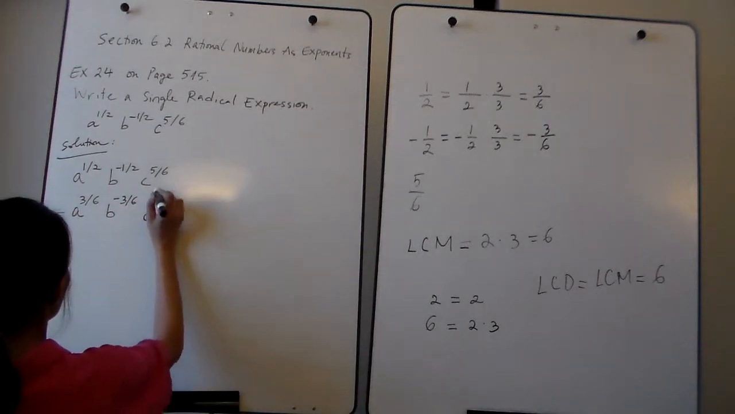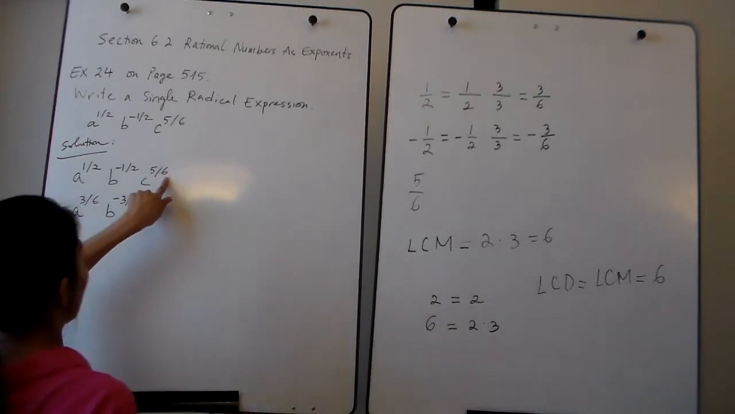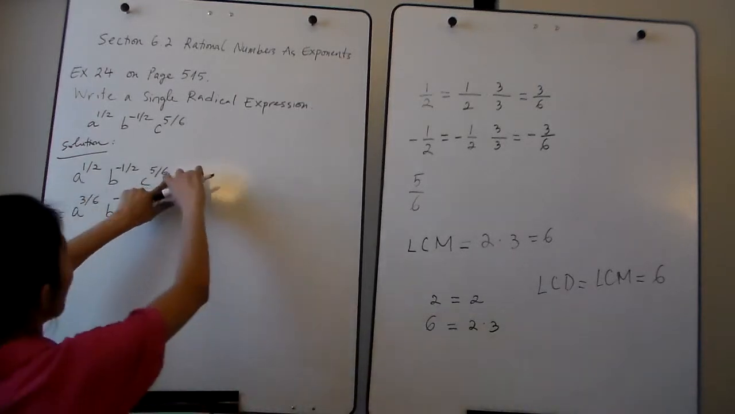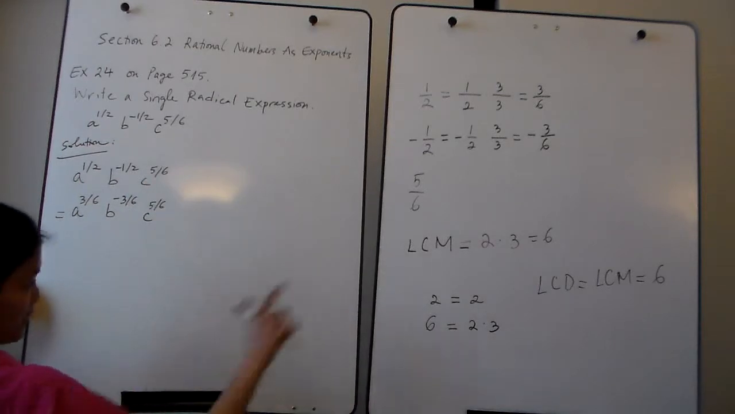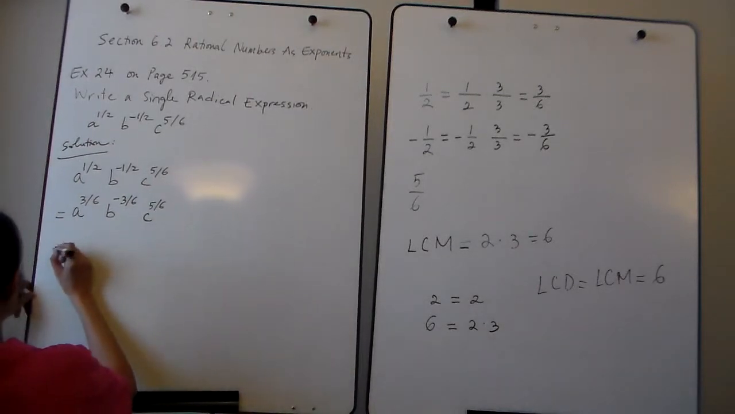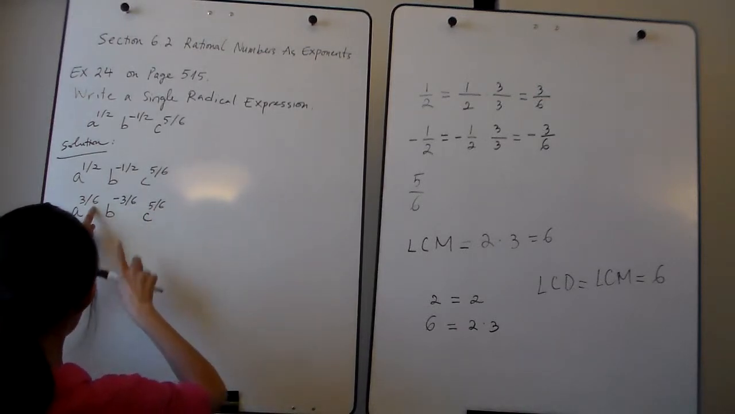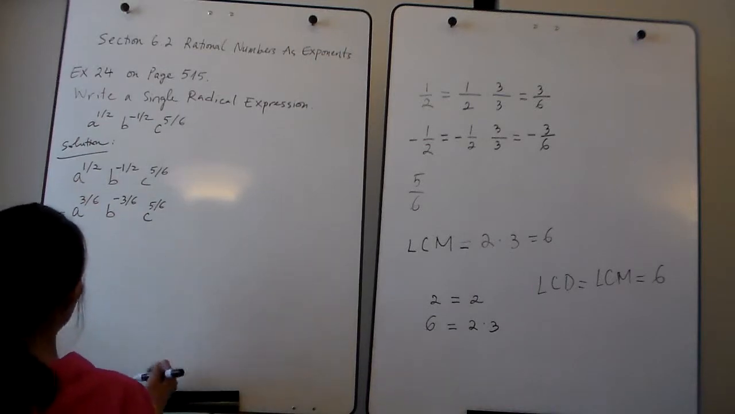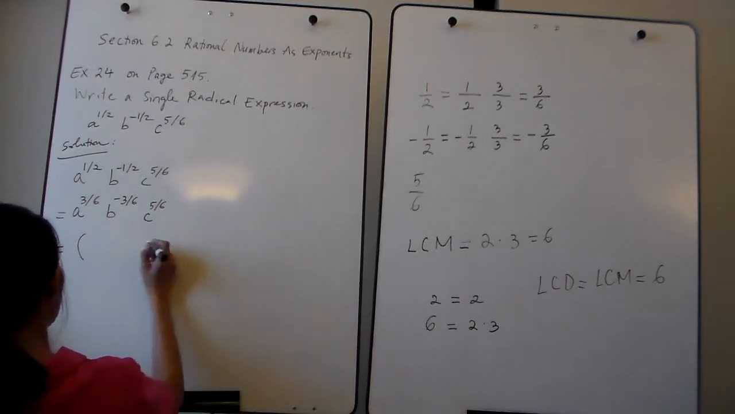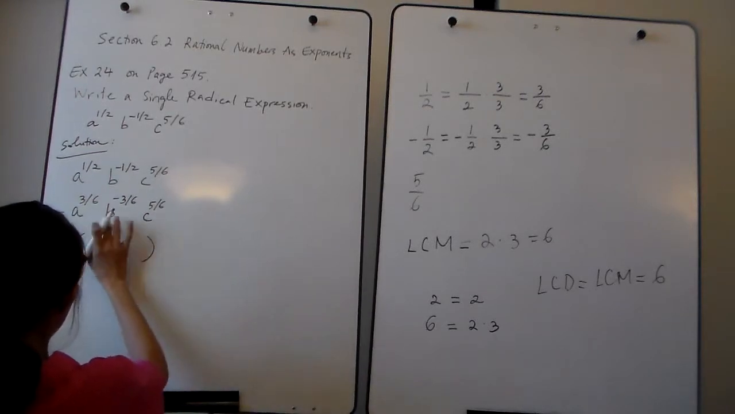Okay. C, this exponent, we don't need to do anything because it already has the LCD, it already has denominator 6, which is the LCD. Now, if you notice, all these three rational exponents, 3 over 6, negative 3 over 6, 5 over 6, all have the same denominator. So that means you're ready to combine all these bases A, B, C.